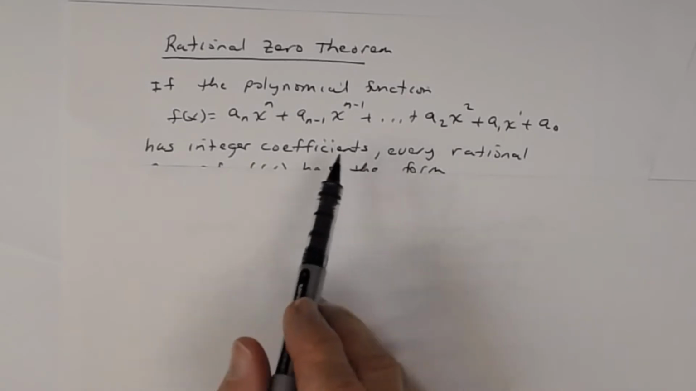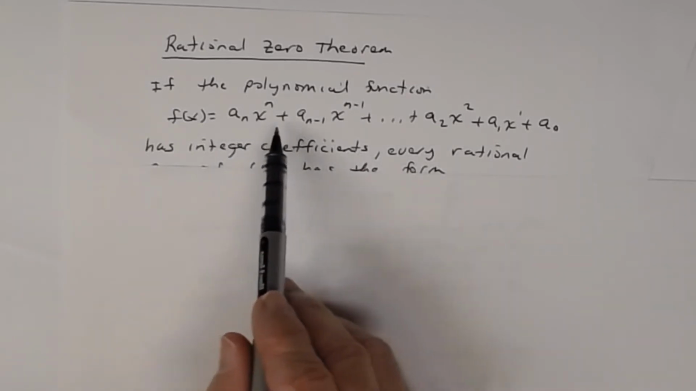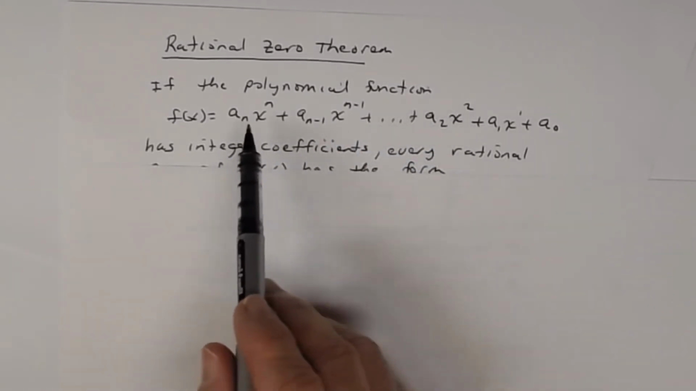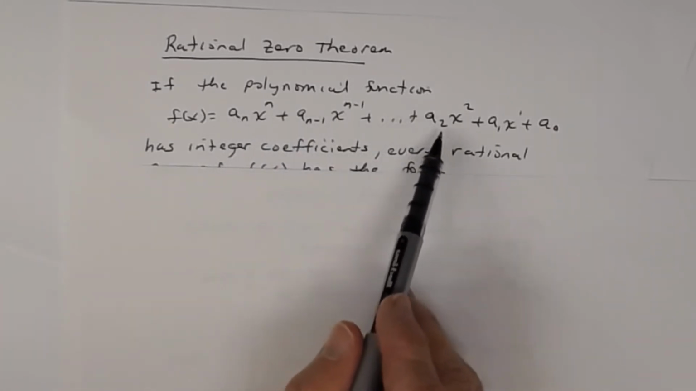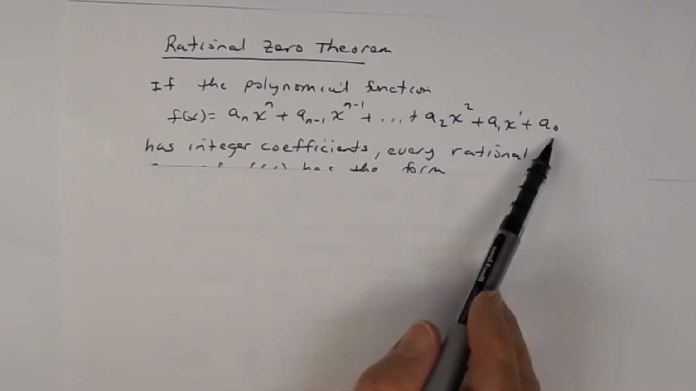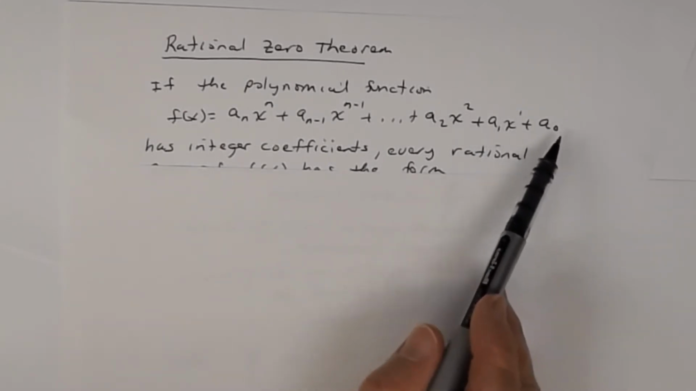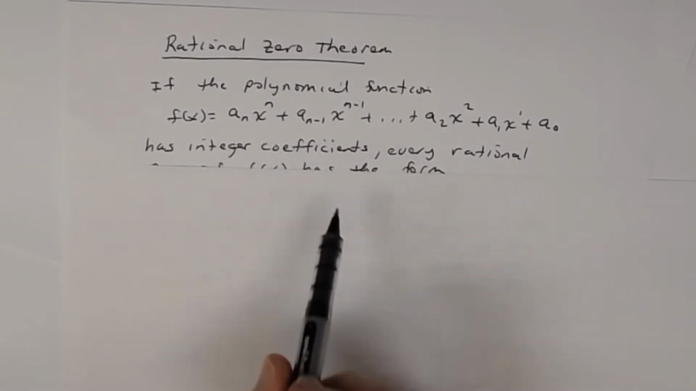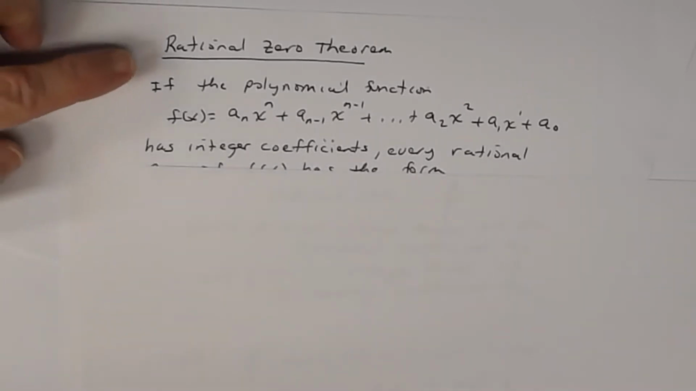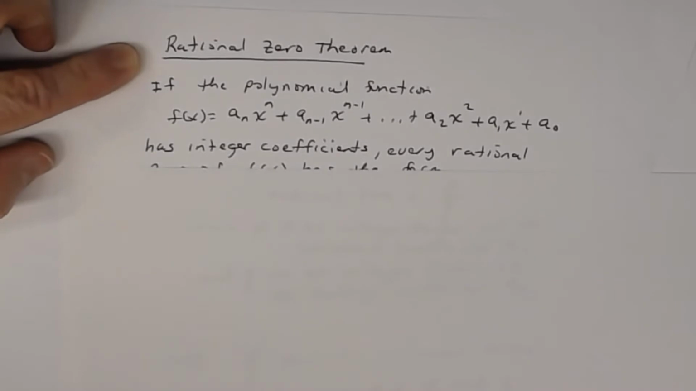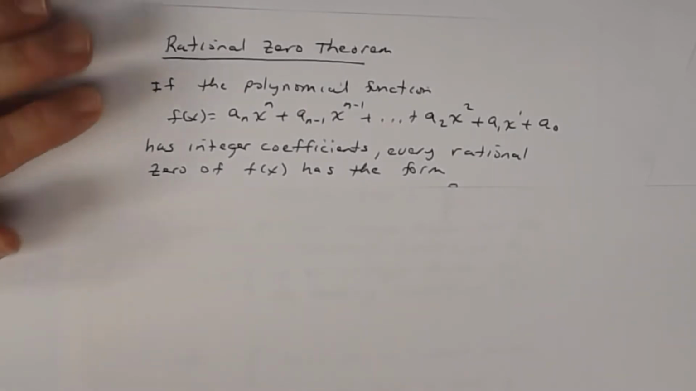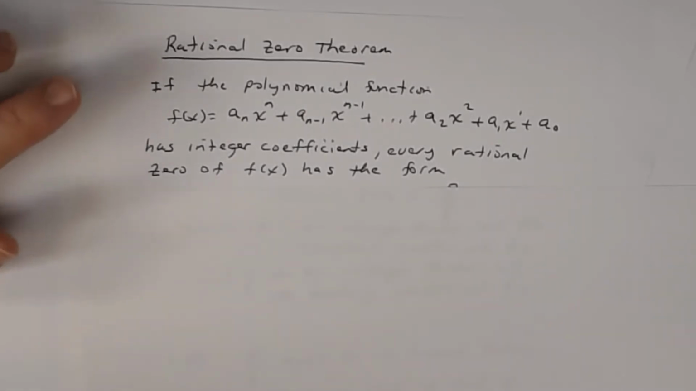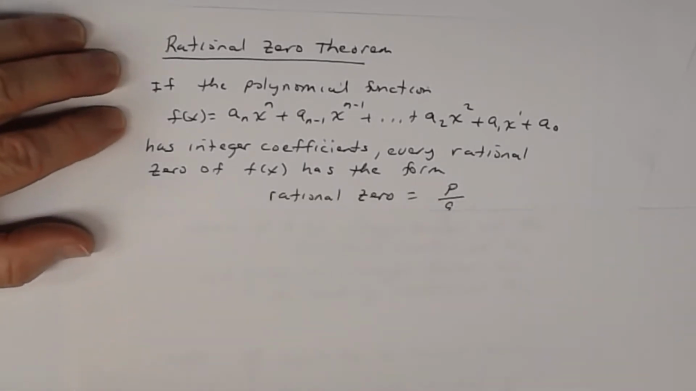If you have a polynomial function, and remember in general, this is what a polynomial function looks like. And all these coefficients, a sub n minus 1, a sub 2, a sub 1, and your constant coefficient, a sub 0, if all of those are integer coefficients, then the rational zero theorem says this. Every rational zero for this function, if it has any, will be of this form.